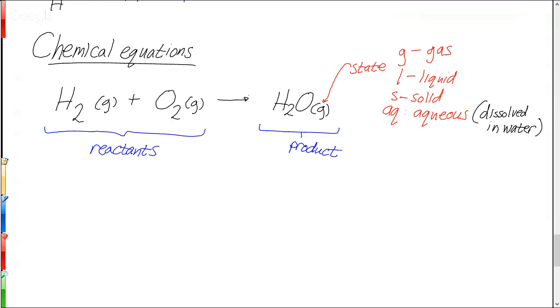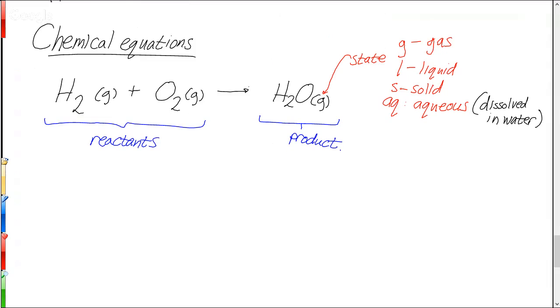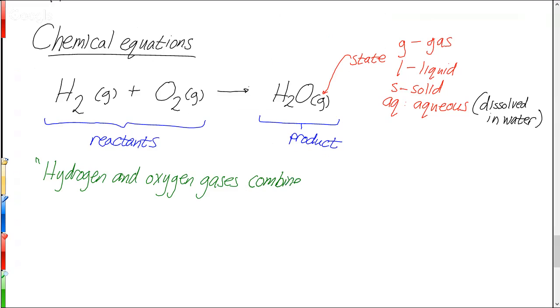So if we were to write this in a sentence, we might say something like, hydrogen and oxygen gases combine or react to form water vapor. So we can put the states in there too.